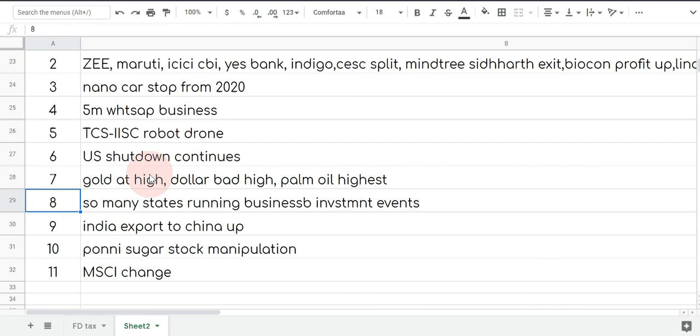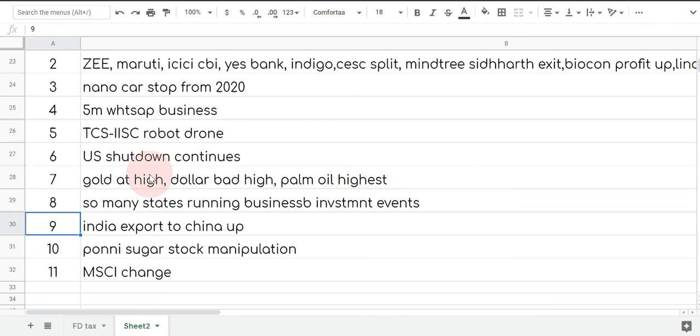Then there were many business events or exhibitions going on, where many foreign and interstate businessmen committed a lot of money to investment in states like Gujarat, Tamil Nadu, then Telangana, and Odisha is also coming up with business events.